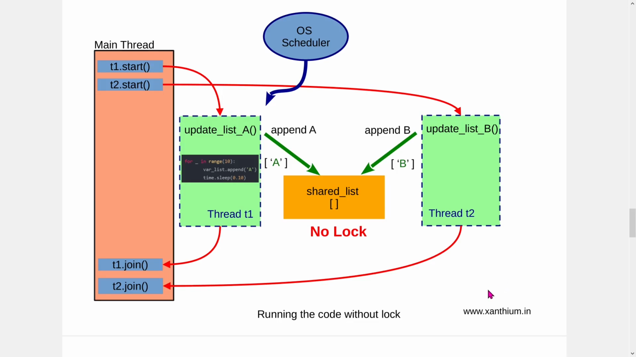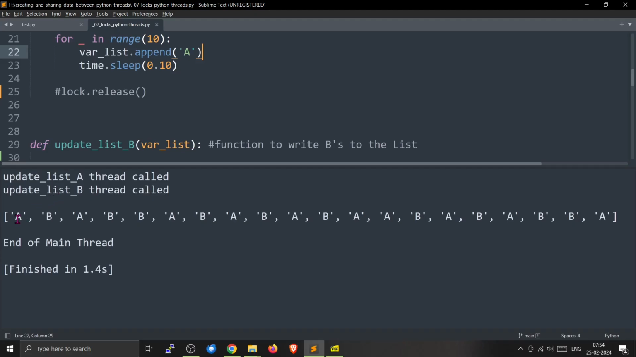We have no control over how the letters are appended to the shared list right now. So you can see here, we are appending A, B, A, B, A, B, like that. Now you can see that it was appending A, B, then instead of A, it is appending B, because it depends upon the scheduling algorithm. Now we'll be using a lock to stop it.